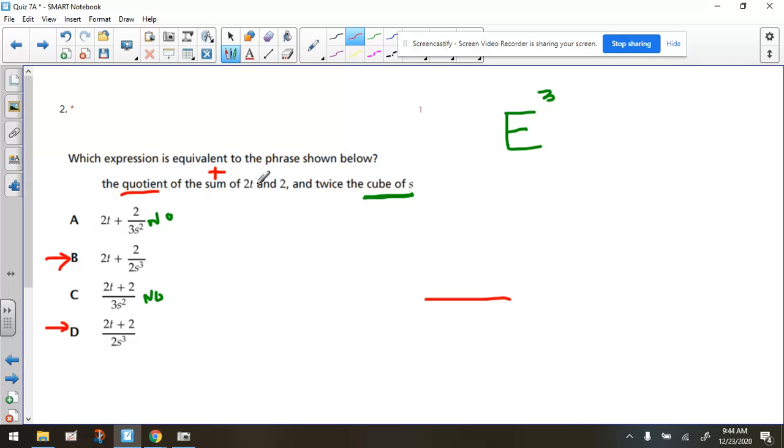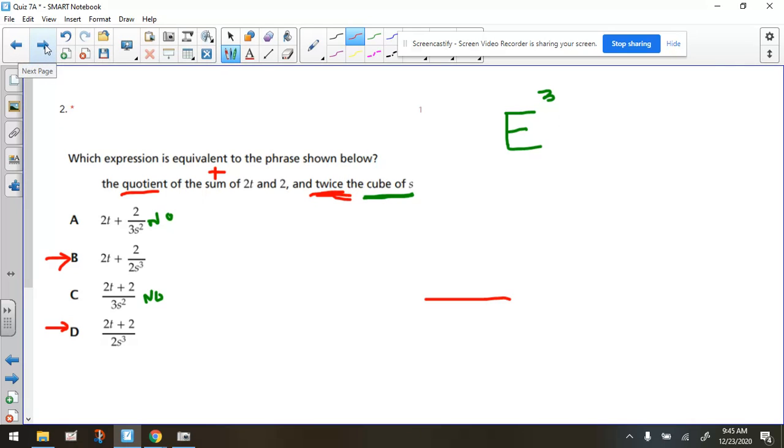So these two things have to be added together in whichever choice you pick, and you have to understand what twice means. Twice the cube. Look in your notes because we did write that down. That does mean a particular operation and by a particular number.